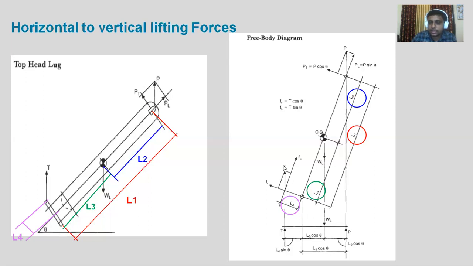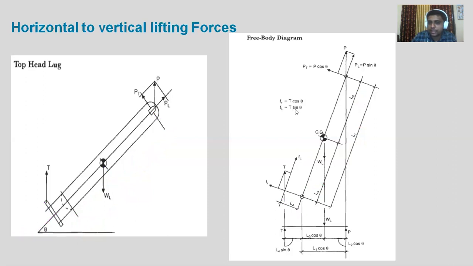Then the reaction T will also be resolved along the length and perpendicular to the length. FL and FT are the forces. FL is equal to T cos theta and FT is equal to T sin theta. So this is nothing but the free body diagram. Now let's project all these values down over here to calculate the values of the various forces.